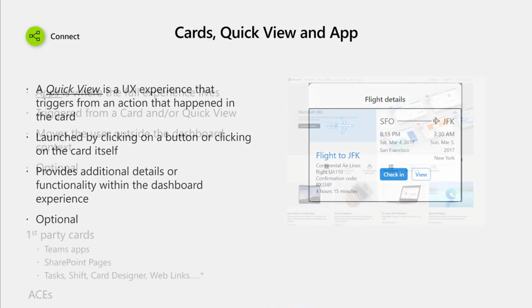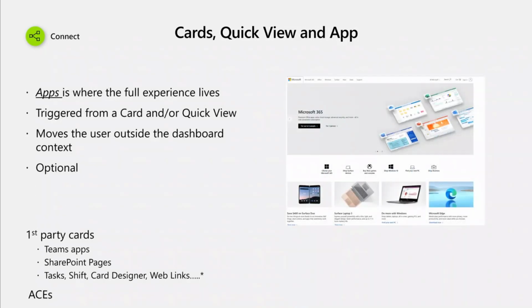And then the last thing that you can do as a developer is deep link an existing application, being a page, an external page, a modern page, or a Teams application as part of your custom card experience. Again, you can decide which kind of app to link, and the dashboard author can then decide how to trigger that experience where available, either by clicking on the button or by clicking on the card itself. And like the quick view, this is also an optional experience that you can provide here.